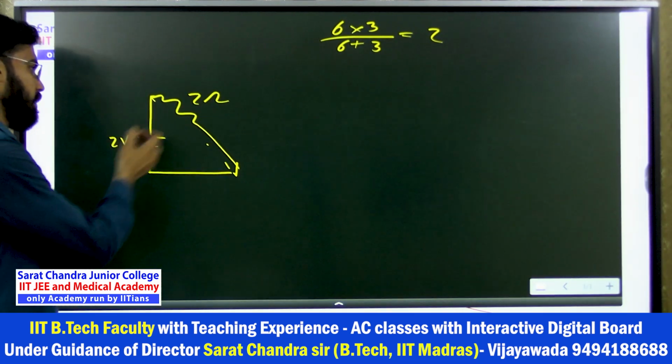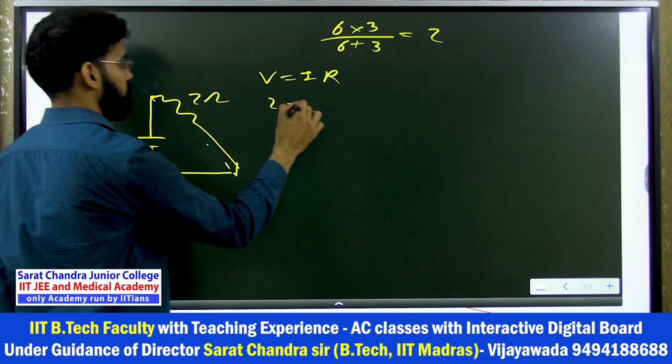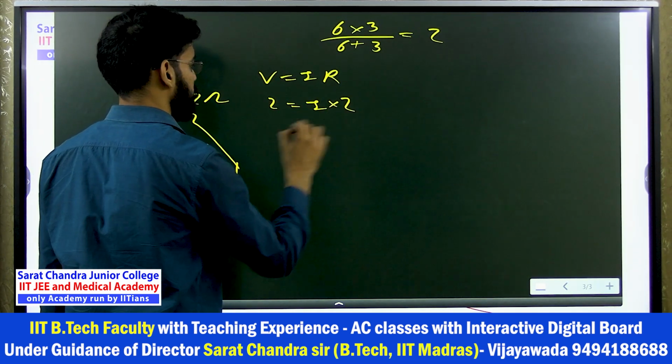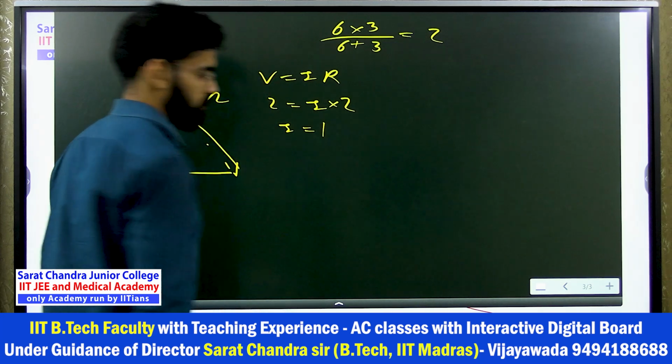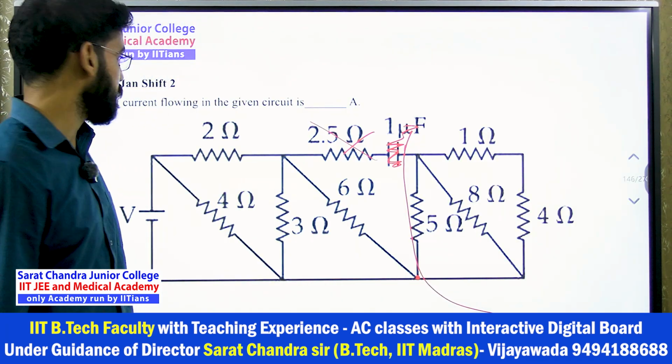Okay. Now 2 volt battery and 2 ohm resistance, V equals IR. That's it. So V is 2, I you have to find out, R is 2. So I is equal to 1. That's it. By look, it is looking complex, but the answer is 1 ampere.